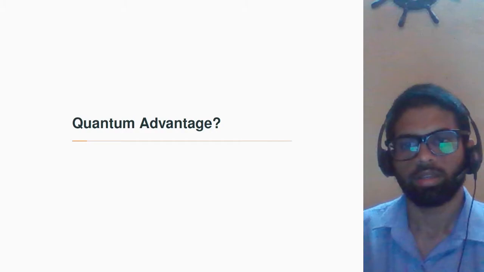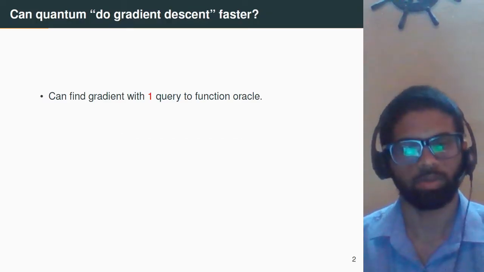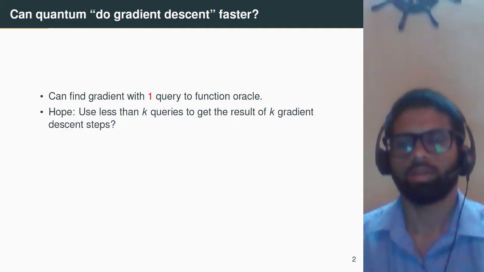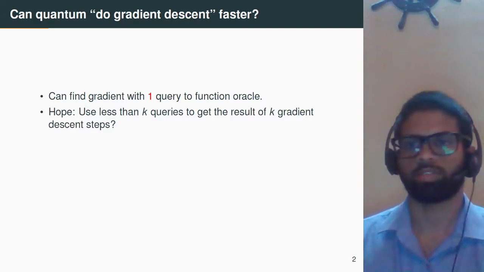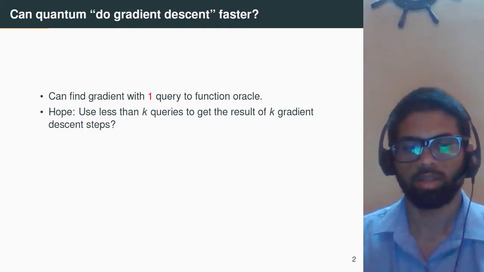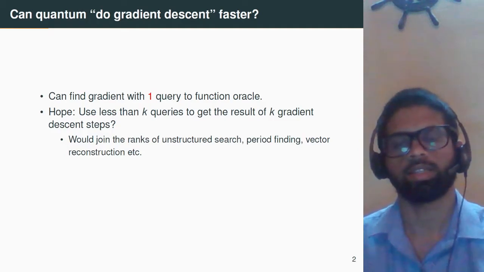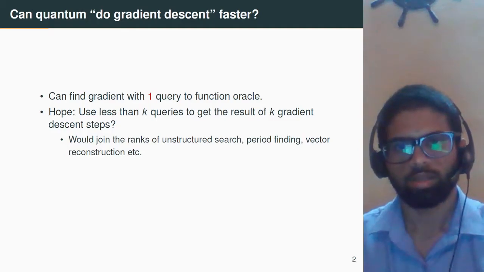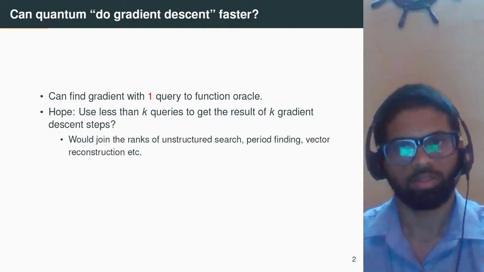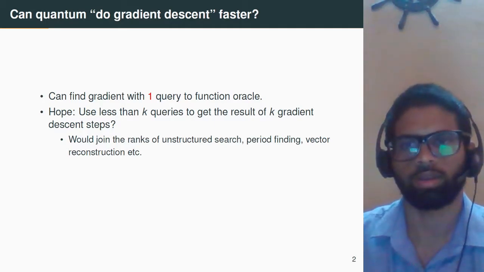For instance, using quantum algorithms, you can actually find the gradient with one query to the function value oracle, regardless of the dimension. So one could hope that perhaps with less than k queries, we can get the result of k gradient descent steps. If this were possible, this would put it among many other useful subroutines that actually do have quantum speedups. But if it's not possible, is that an interesting result, saying that you have to use k queries to get the result of k gradient descent steps? It sounds like a stringent requirement.